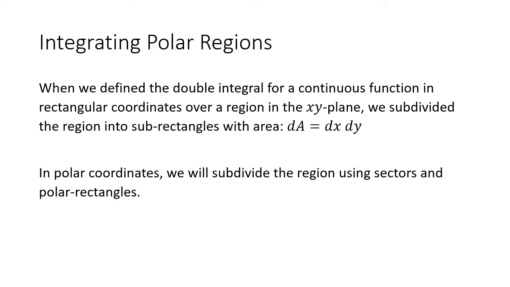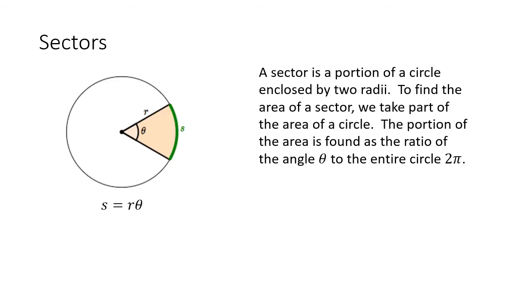Similar to how a rectangle has an area of its length times its width. Now, in polar coordinates, we're going to have to subdivide this region using sectors and polar rectangles. So let's start with the concept of sectors first. A sector is a portion of a circle that's enclosed by two radii.